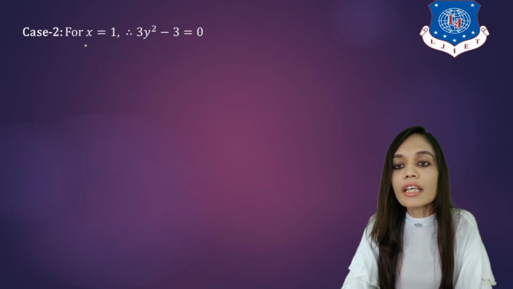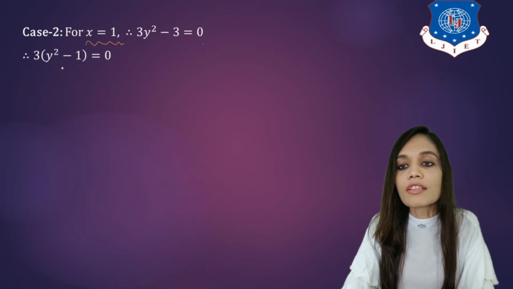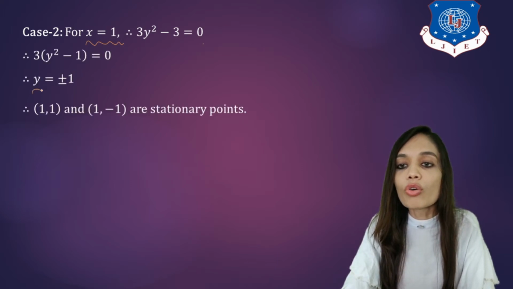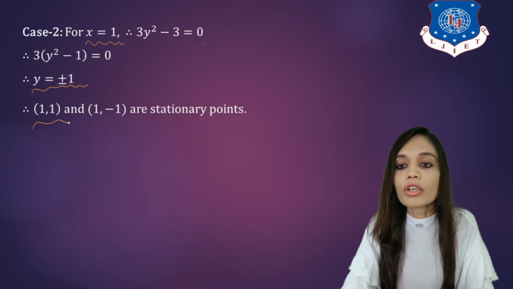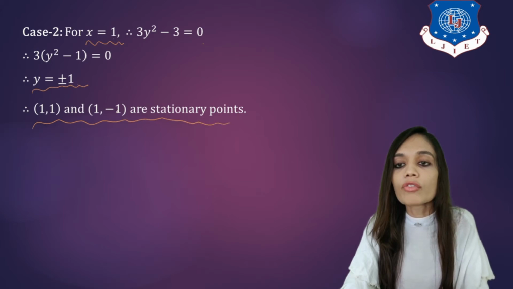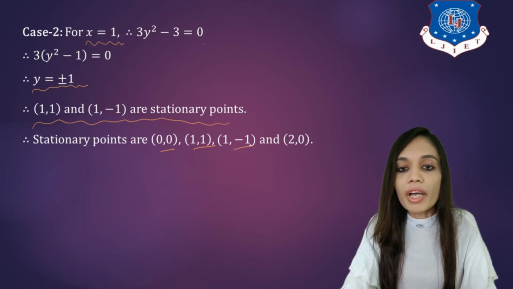That is we will take x is equal to 1. So answer will be 3y square minus 3 is equal to 0. So finally the answer of y will be equal to plus or minus 1. So our points are 1, 1 and 1, minus 1. So totally we have got how many points? 4 stationary points. They are 0, 0, 1, 1, 1, minus 1 and 2, 0.